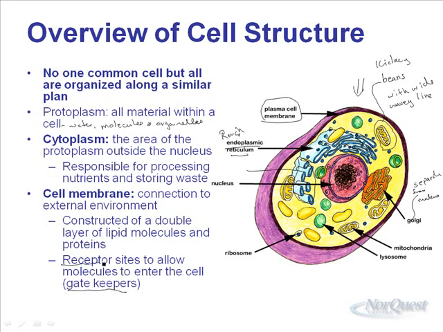There are receptor sites. These are usually made of protein. And they act as little gatekeepers. They determine if a molecule can come into the cell or come out of the cell, or if it's not allowed in at all.